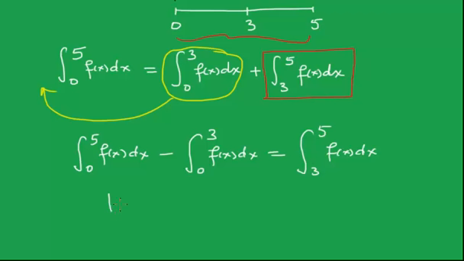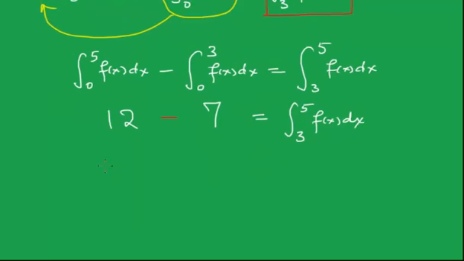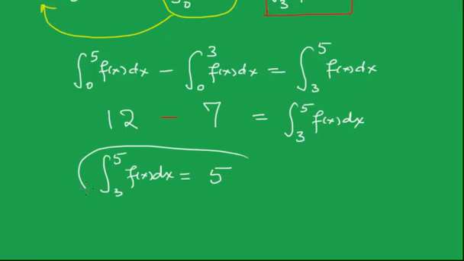So here we have 12 minus 7 equals the integral from 3 to 5 of f of x dx. And we already have our answer. The integral of f of x dx equals 5.